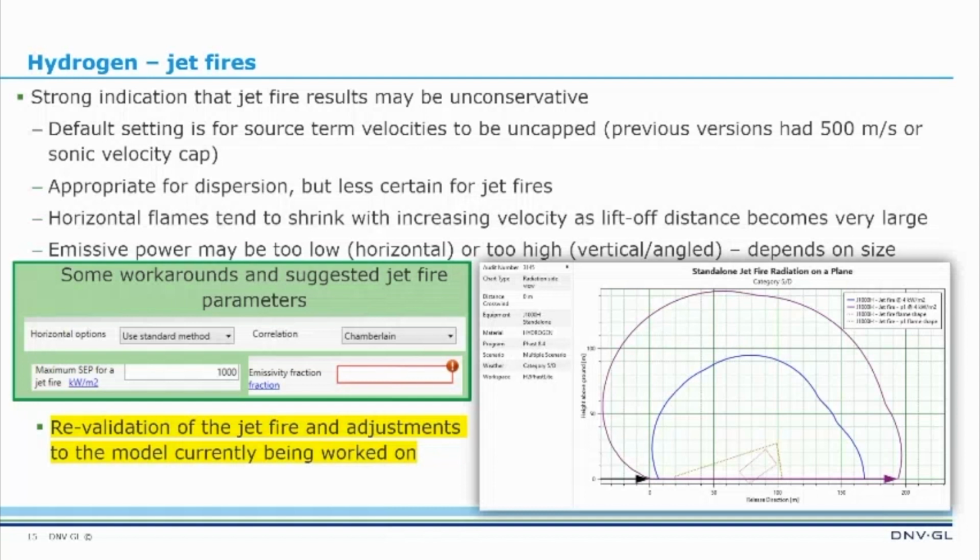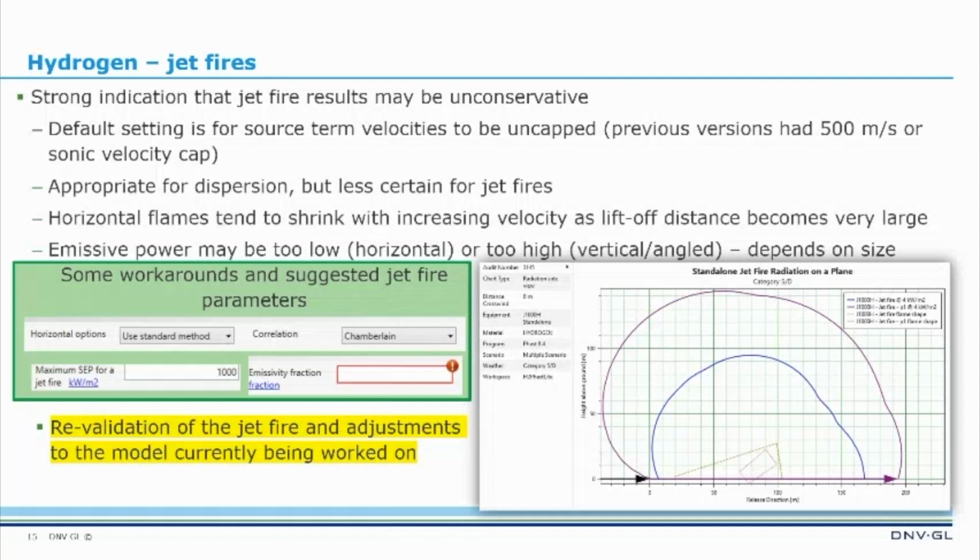Also, another characteristic of the Johnson model is the emissive fraction reduces very extremely. So the emissive fraction will go down and down, and you're going to be underestimating the radiation. The diagram there just shows the difference between switching to the Chamberlain model from the Johnson model and the size of the radiation zone predicted. So our concern is that the default modelling in Phast is not conservative, and that's one of the reasons for giving this presentation.